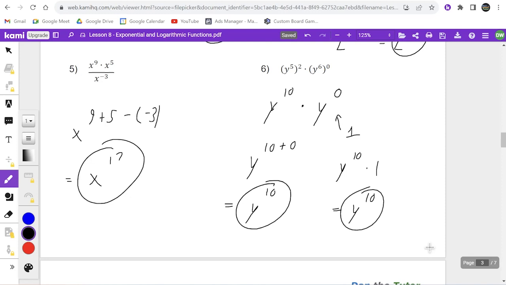So that's it for this first page, and that's it for basically exponents in general. Any questions on any of those?